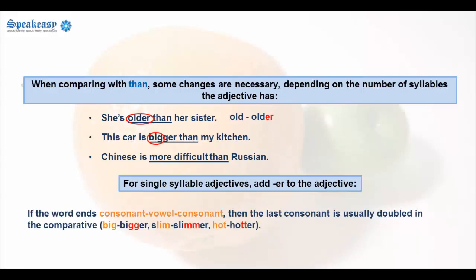If the word ends consonant-vowel-consonant, then the last consonant is usually doubled in the comparative. For example, big becomes bigger, slim becomes slimmer, and hot becomes hotter.